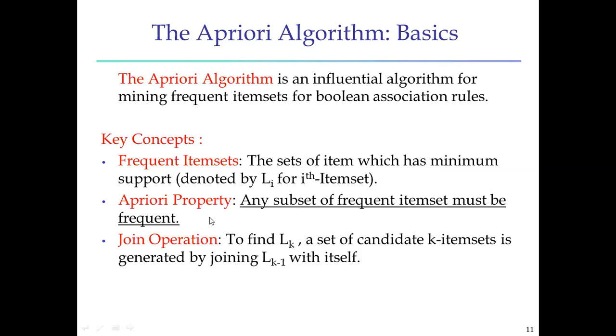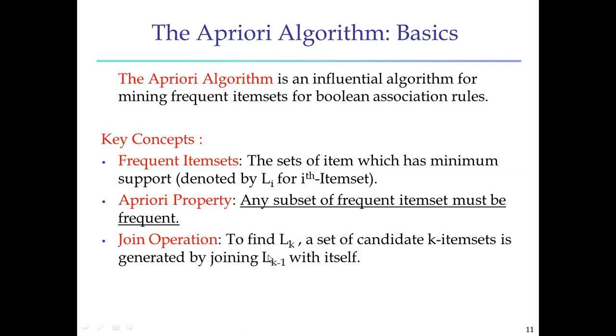The a priori property: any subset of a frequent item set must be frequent. The a priori property is very important because this is the core of the a priori algorithm. Any subset of a frequent item set must be frequent. We'll see that in the next slide with an example.